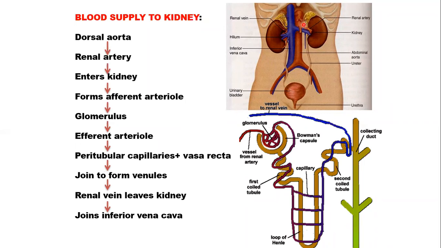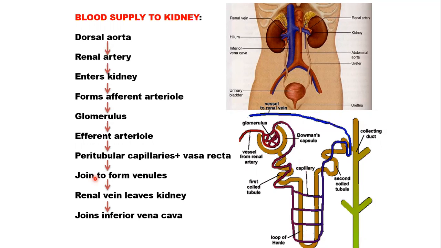The dorsal aorta has further branches called the renal artery. The renal artery is going to enter into the kidney. After entering the kidney, it divides to form branches called afferent arteriole. The afferent arteriole is going to enter into the Bowman capsule. It is going to form the glomerulus. Then it is going to leave the Bowman's capsule. Now it is called the efferent arteriole. The efferent arteriole is going to surround the nephron, so it is called peritubular capillaries.